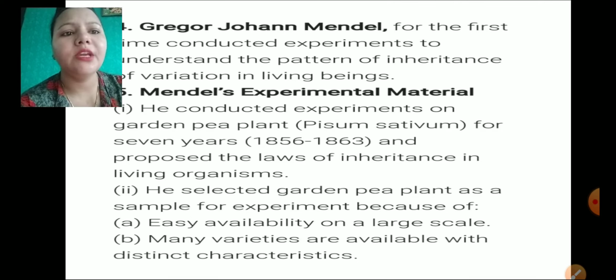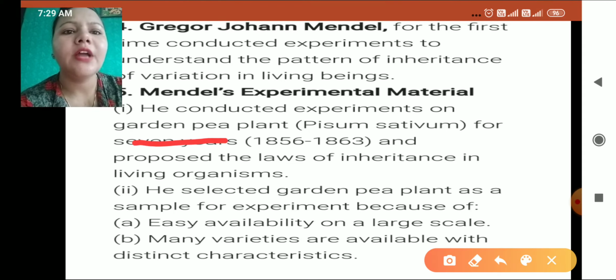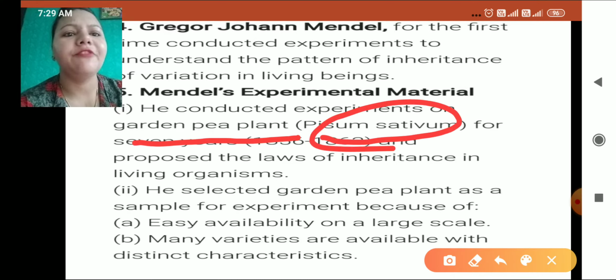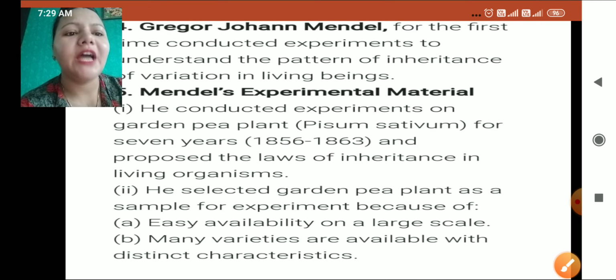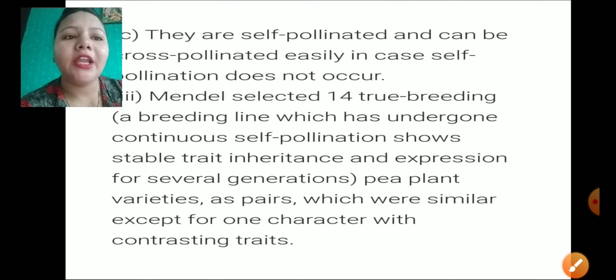Now let us study about Mendel's experiment in detail. How did Mendel conduct the experiment? Mendel chose garden pea as an experimental organism. The scientific name of garden pea is Pisum sativum. Now, why did he choose this plant? Due to the easy availability of this plant on a large scale, a large number of varieties are available of this plant, and they are able to self pollinate and cross pollinate both.